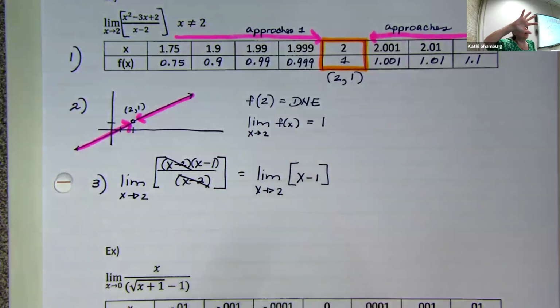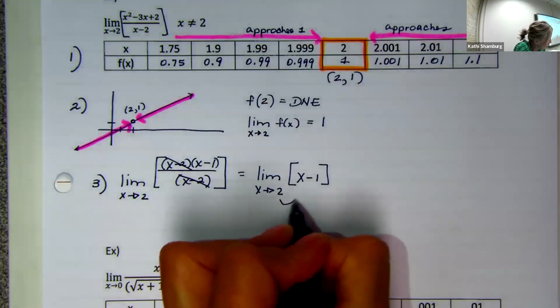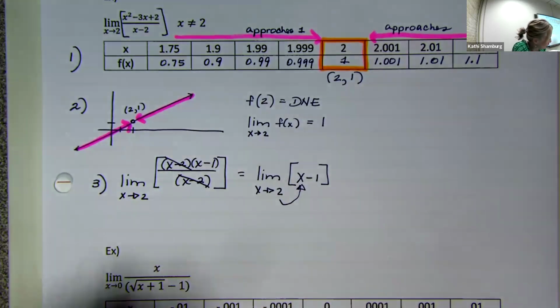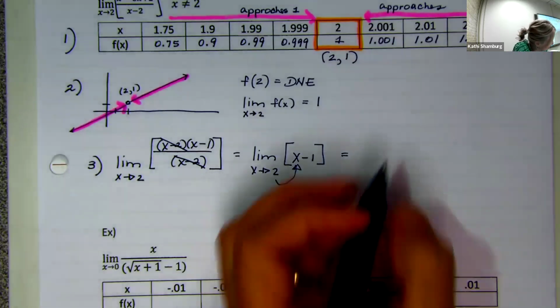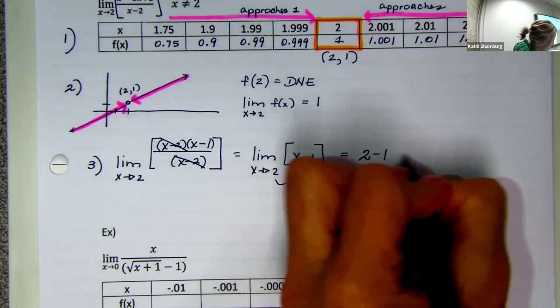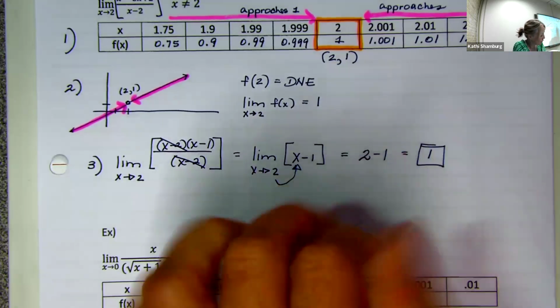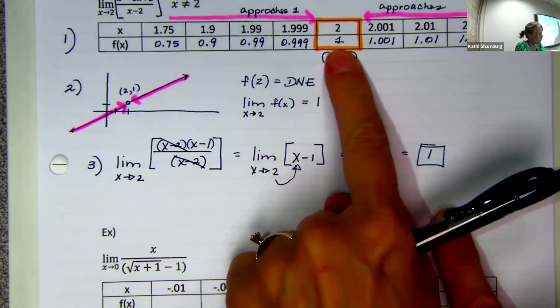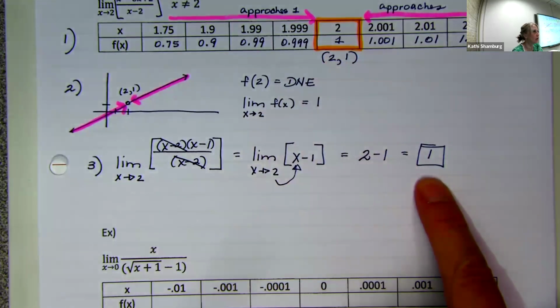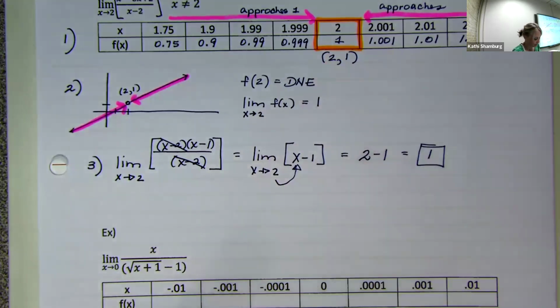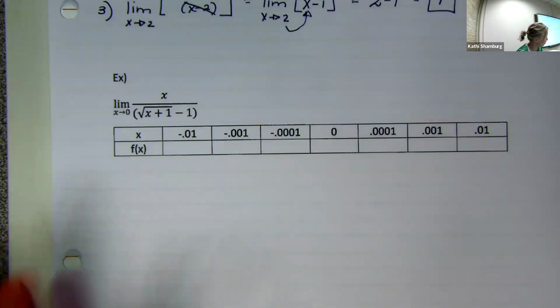So what we've done is we've removed that hole. Now I can just plug in that value. When I plug it in, I drop the limit notation and just say 2 minus 1 is 1. So the limit is 1 from a table. The limit is 1 from my graph. The limit is 1 when we do it algebraically. Okay, all right. So now we're going to do this equation.